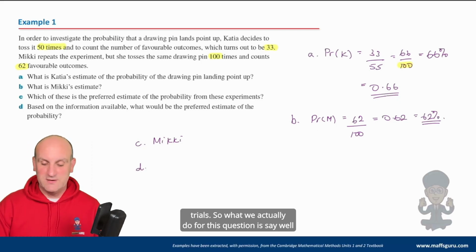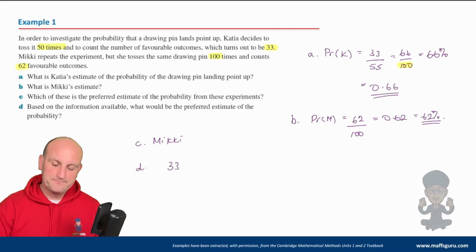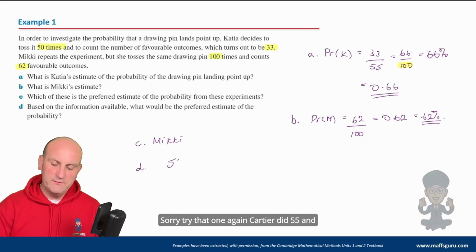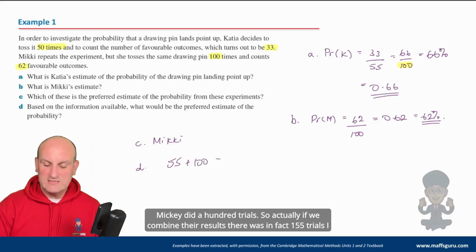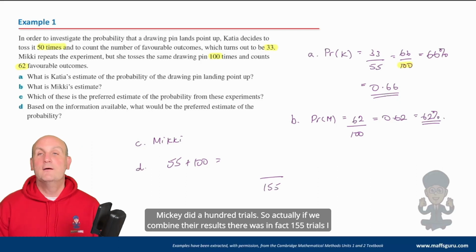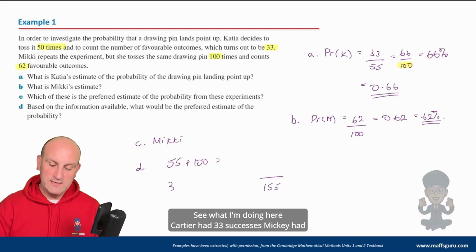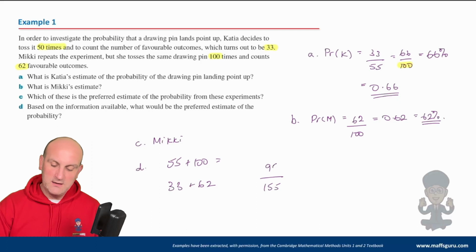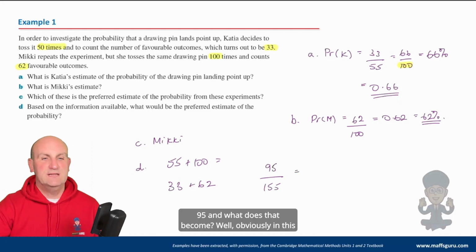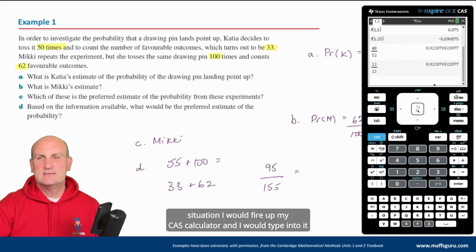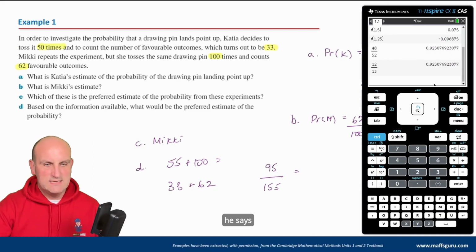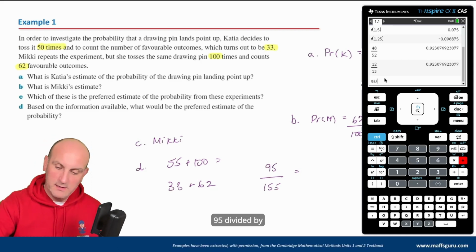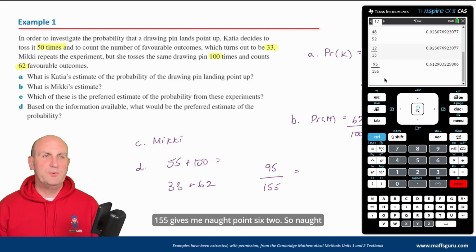So what we actually do for this question is say, well, Katia did 55 trials. And Mickey did 100 trials. So actually, if we combine their results, there were, in fact, 155 trials. See what I'm doing here? Katia had 33 successes. Mickey had 62 successes. Add those together, it gives me 95. And what does that become? Well, obviously, in this situation, I would fire up my CAS calculator and I would type into it, ignoring all the rest of the stuff that's on there, 95 divided by 155 gives me 0.62.